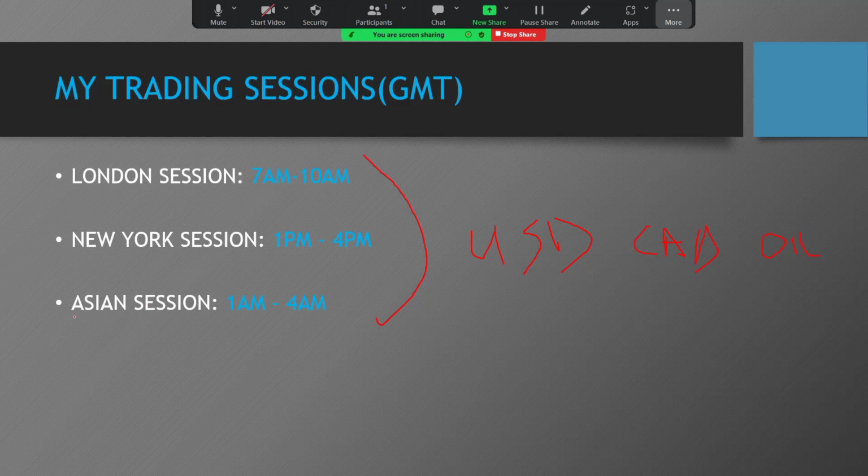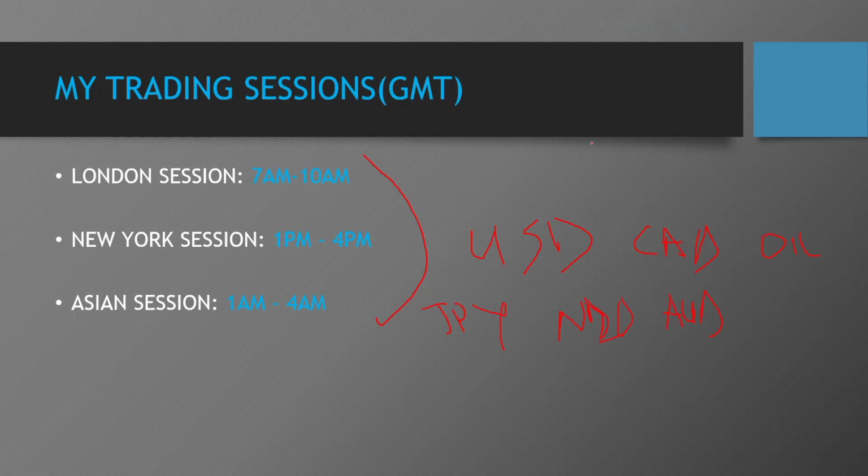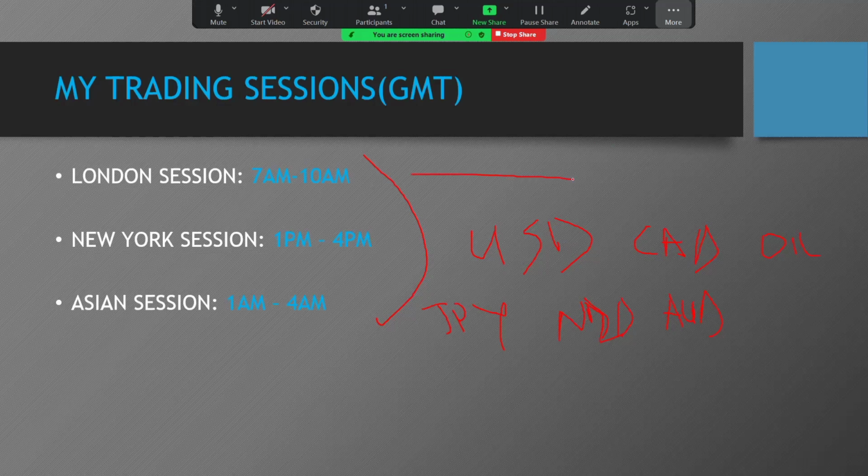Same thing for Asian countries: Japanese yen, JPY, New Zealand dollar, NZD, and Australian dollar. Their news comes out this period, and their banks are open this period. So you need to understand the pairs that are trading, the currency they are trading. I will not trade oil during the London session. I rarely do that. You need to understand what is going on.